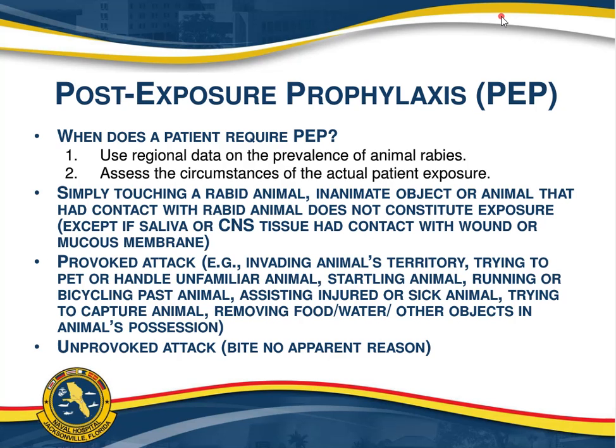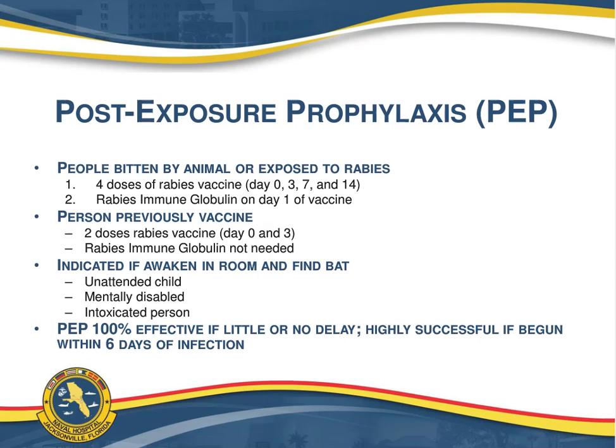So that's just one example. If it's an unprovoked attack and there's saliva coming out of the dog's mouth and you don't know where the dog is, there's a good chance you might get the prophylaxis. So people bitten by an animal are exposed to rabies. You get 4 doses of the rabies vaccine, so days 0, 3, 7, and 14, and you get the rabies immunoglobulin on day 1 of the vaccine.